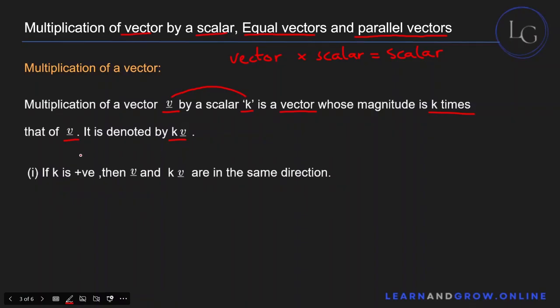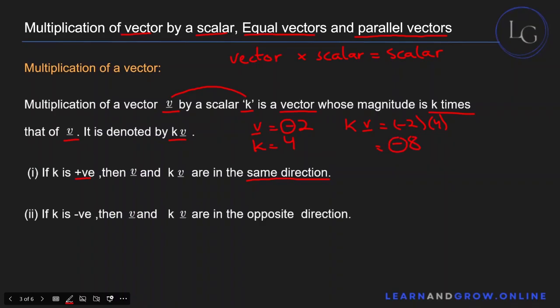So if k is positive, then v and kv are in the same direction. Obviously, because let's just say you have a vector v which is equal to, let's say, -2. And a scalar k, since we're discussing the positive first, is equal to, let's say, 4. So kv is equal to -2 into 4, which is equal to -8. As you can see, both v and kv are negative, so they're in the same direction.